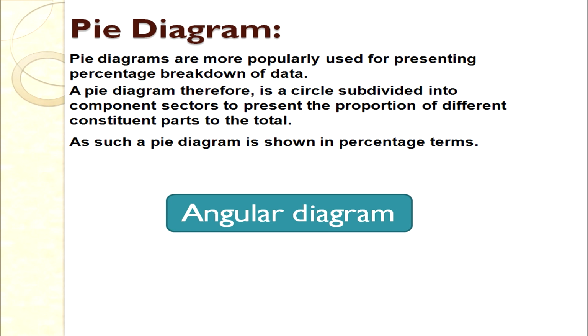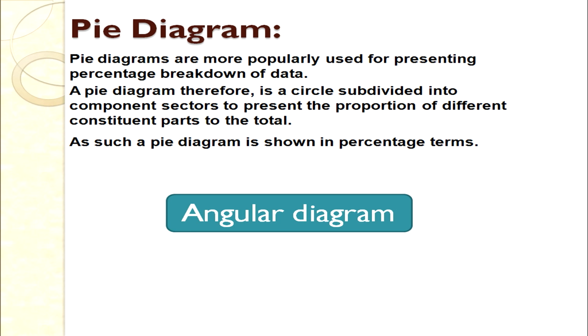Pie diagram is an angular diagram, popularly used to show the percentage breakdown of data. So, we can say that a pie diagram is a circle subdivided into component sectors to present the proportion of different constituent parts to the total.